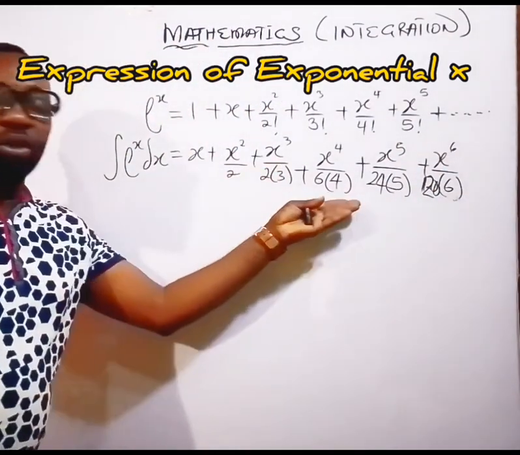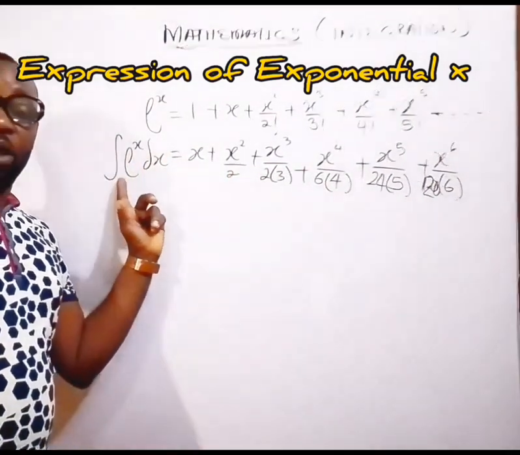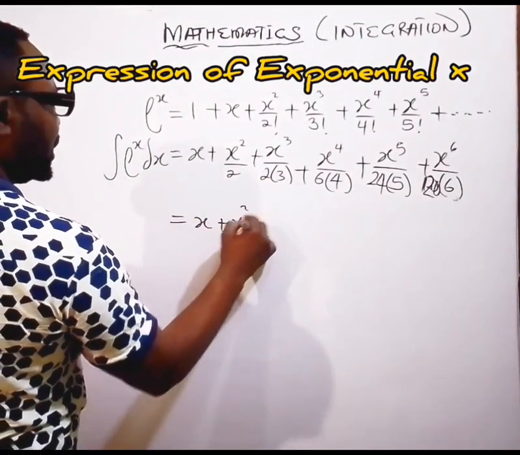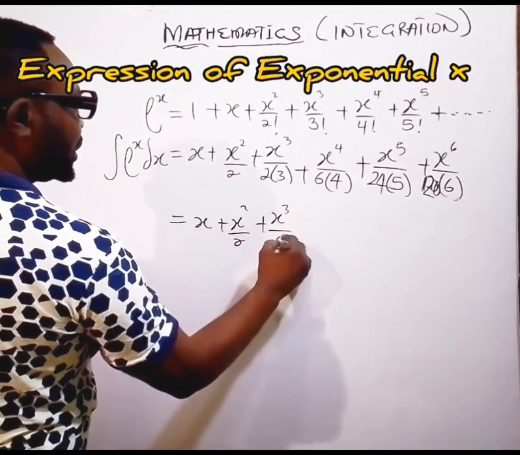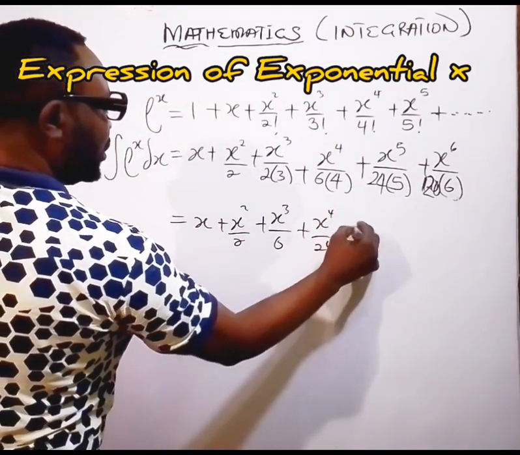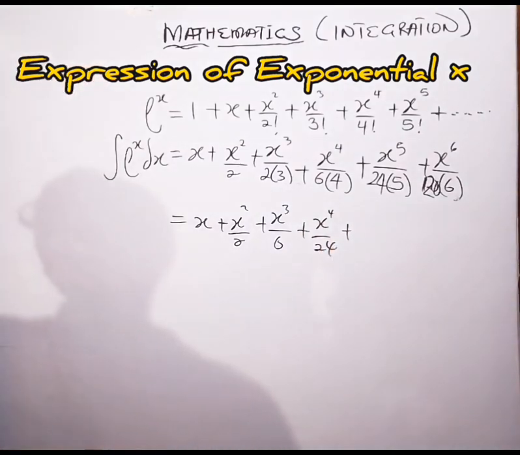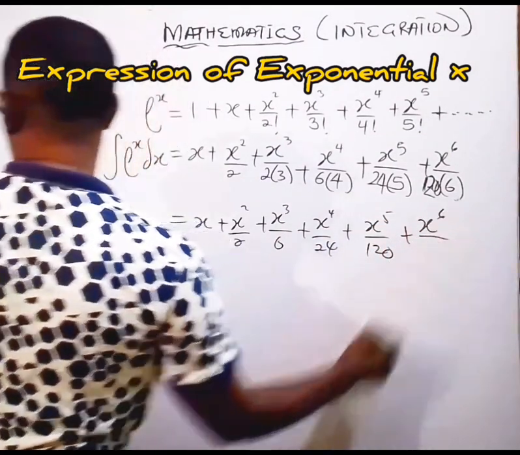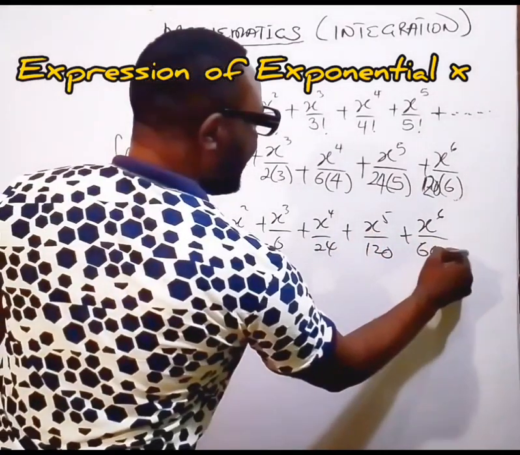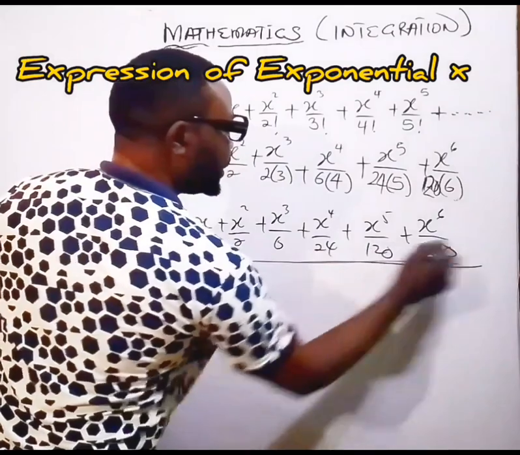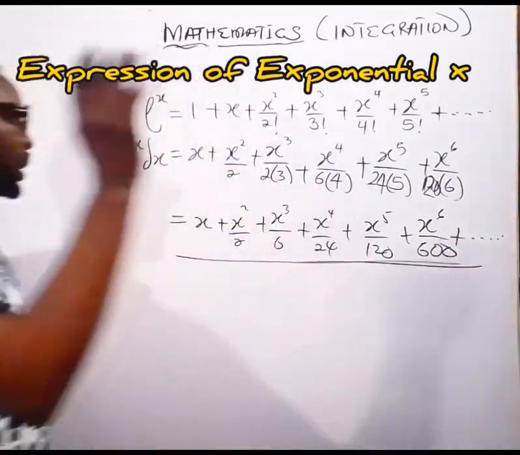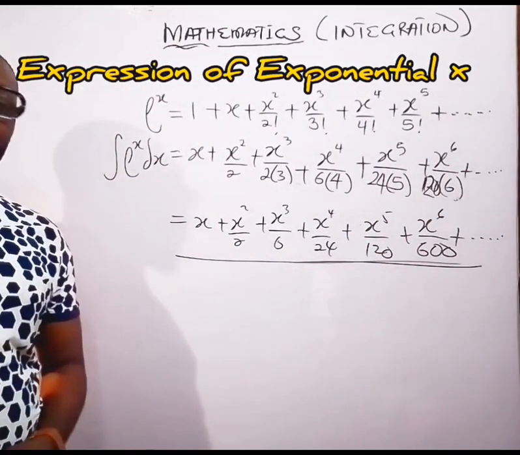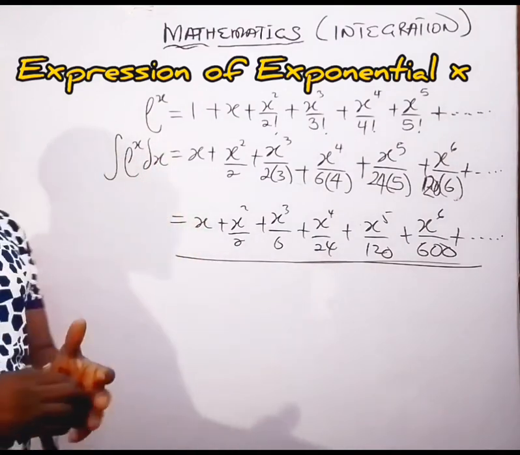Multiplied by the expression that will be at the denominator of every exponential integration. This becomes x plus x squared over 2 plus x cubed over 6 plus x raised to the power 4 over 24 plus x raised to the power 5 over 120 plus x raised to the power 6 over 720, plus as long as possible, plus to infinity like that. That is the integration of the expression of exponential x in that order.